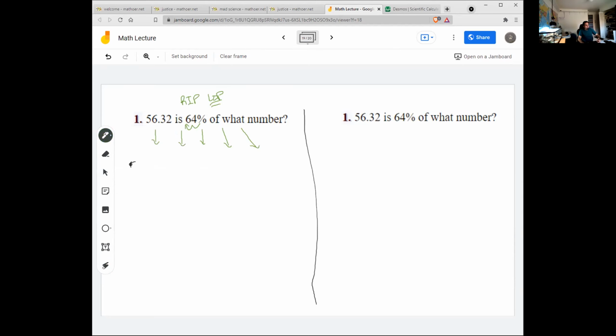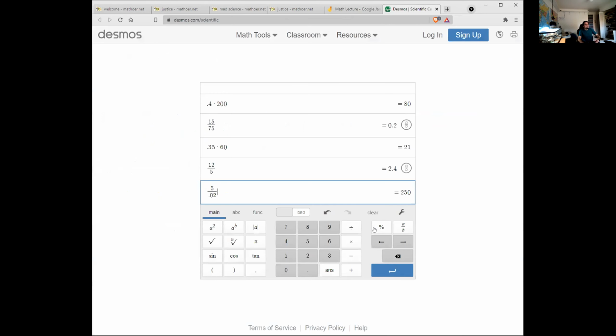So 56.32 becomes equals 0.64, of becomes multiply, and what? I have something stuck on to y with 0.64, so I'll divide by 0.64 to clean it up. So whatever that is, I will get my answer. 56.32 divided by 0.64, so 8,800. Whoops, no, I forgot. There we go, 88.